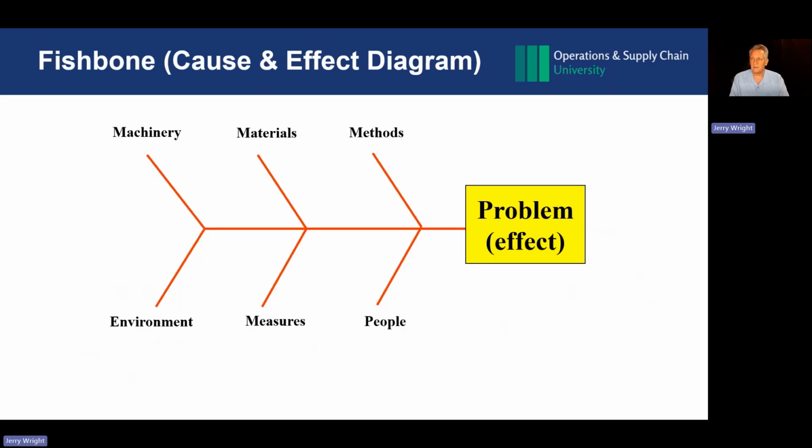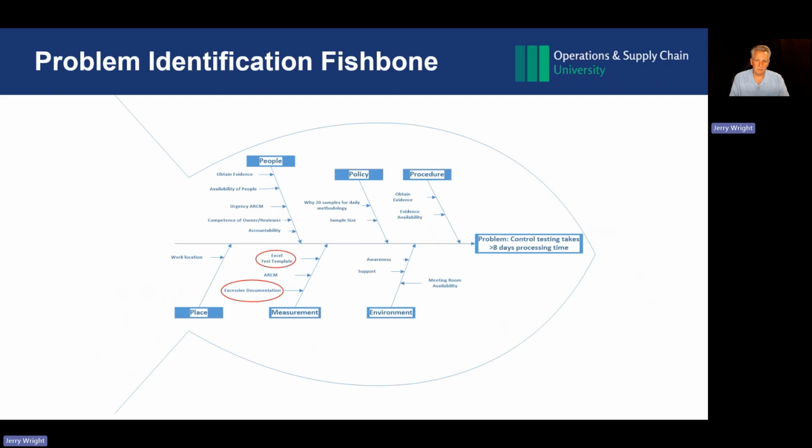So let's look at an example problem identification fishbone. So this is one that I believe was drawn with Visio. So Visio is an opportunity, and there are other fishbone diagram programs. You don't have to use those. You can draw them manually. You can use PowerPoint or Excel or like this example, Visio.